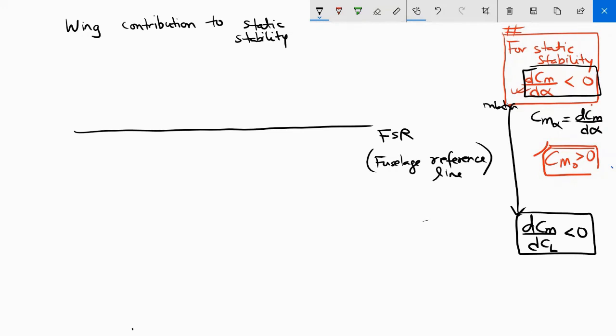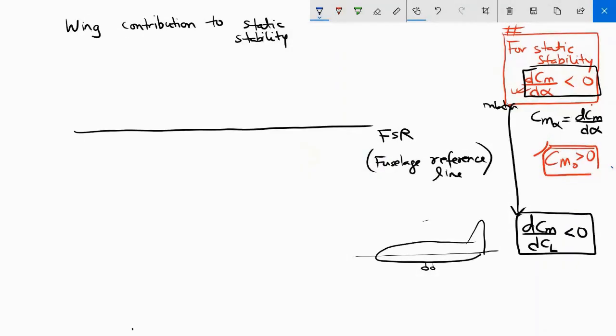Okay, so when you have this aircraft, the fuselage reference line could be somewhere here. It is in the plane of symmetry, and it's at some height from the bottom of the aircraft.